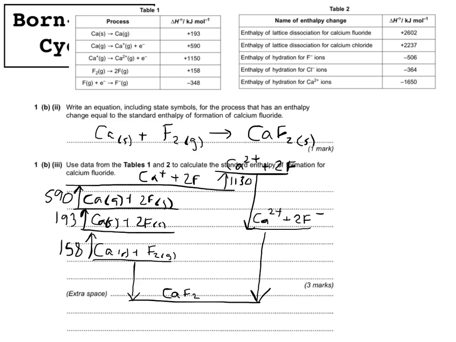And then we've got 2F going to 2F⁻. Now here we've got just 1F going to F⁻, so we need to multiply this one by 2. So it's minus 348 times 2, so that's going to be minus 696. And then we've got Ca2+ 2F⁻ going down to CaF2. So that's the enthalpy of lattice dissociation for calcium fluoride. So the lattice enthalpy for calcium fluoride will be the opposite of that, so minus 2602.